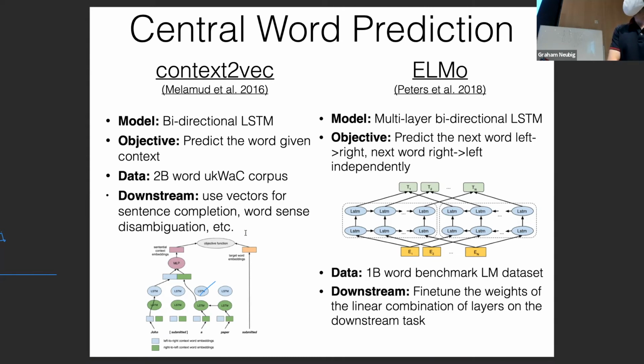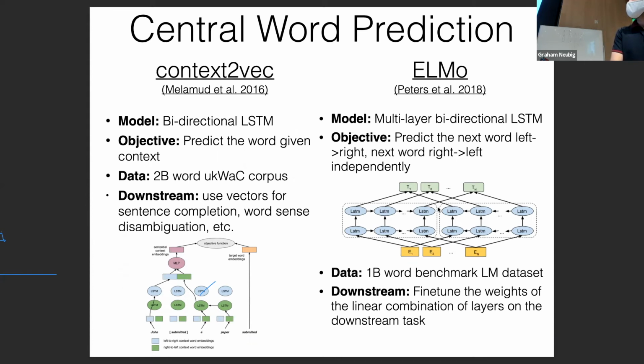One interesting thing is how you use the vectors. You can either use the vectors as is, or you can fine tune the whole model to do the downstream task. Elmo did something that was a little bit in the middle. It took the layers of the LSTM and learned a linear interpolation between the layers, and then used them for the downstream task.